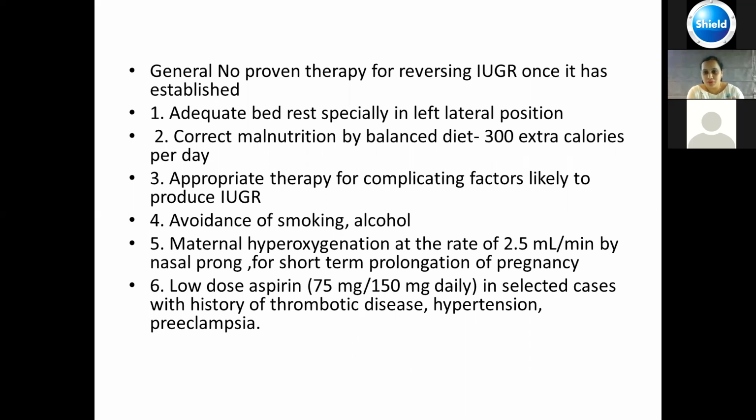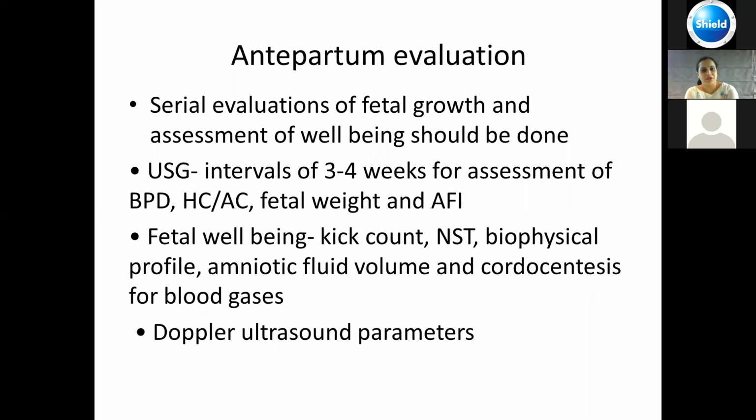And if we see any Doppler changes during the NT scans, or early detection of increased intrauterine resistance, then we have to start low dose aspirin. Depending upon the severity of the resistance, we can start 75 or 150. Also, for any maternal conditions or prior histories of hypertension, thrombotic diseases or preeclampsia, early onset of Ecosprin is also helpful.